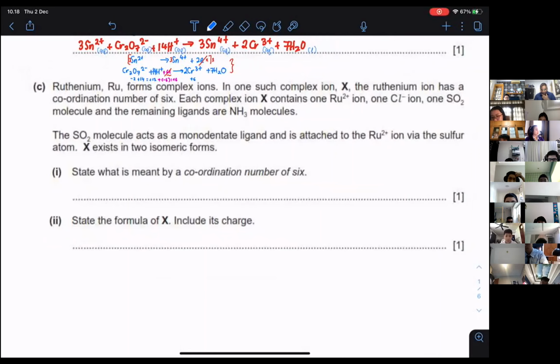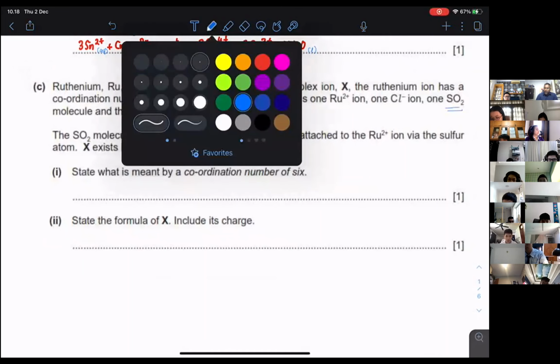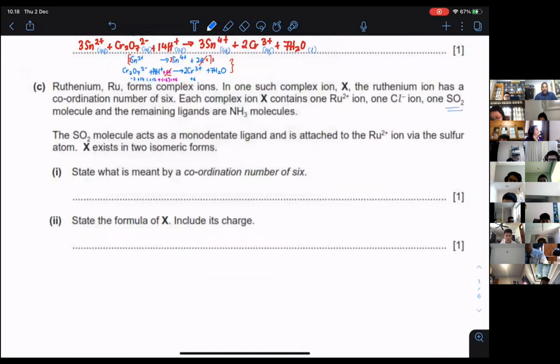So each complex ion X contains one ruthenium ion, one Cl minus ion and one SO2 molecule. You see, this SO2 molecule has no charge, important, it means it's neutral. SO2 is neutral, this is also neutral, and this one has charge.